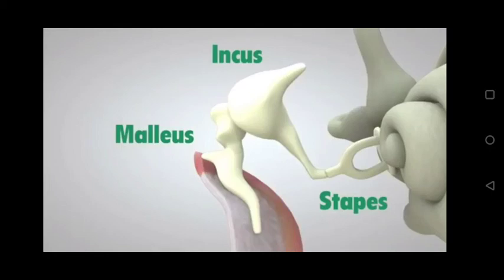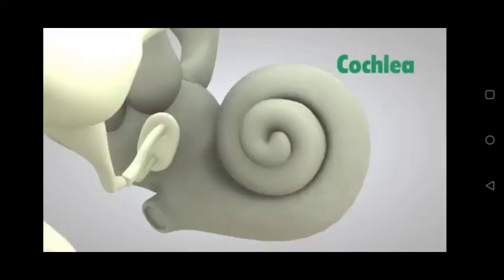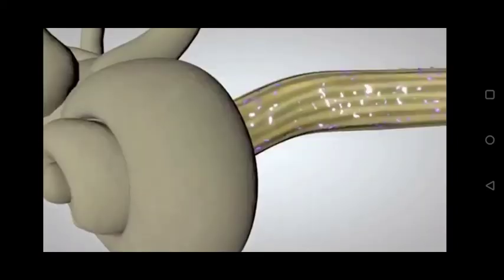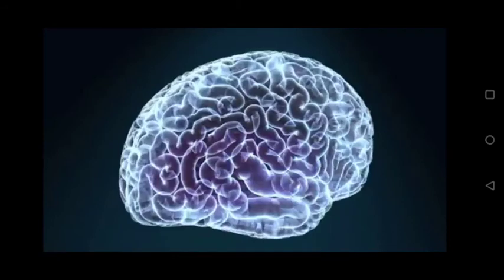These bones amplify the sound vibrations and send them to the cochlea. The cochlea is shaped like a snail and is the size of a pea. It is filled with fluid, and the sound vibration makes the fluid ripple, which makes waves. This is then turned into electrical signals, which are sent to the auditory nerve, and then the signal goes to the brain, which we later recognize and understand.